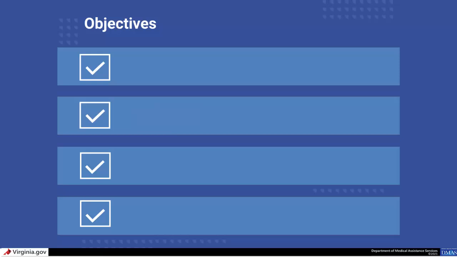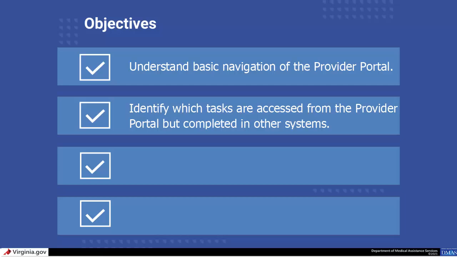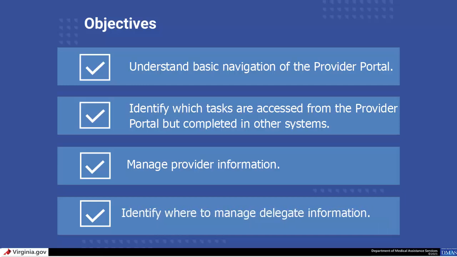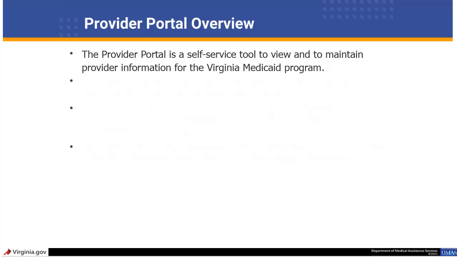By the end of this e-learning training, you will be able to understand basic navigation of the provider portal, identify which tasks are accessed from the provider portal but completed in other systems, manage provider information, and identify where to manage and delegate information. The provider portal is a self-service tool to view and maintain provider information for the Virginia Medicaid program.